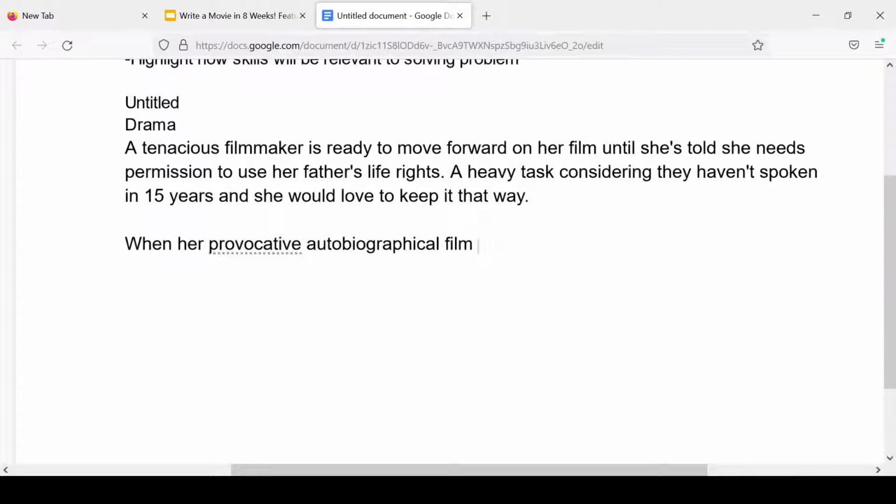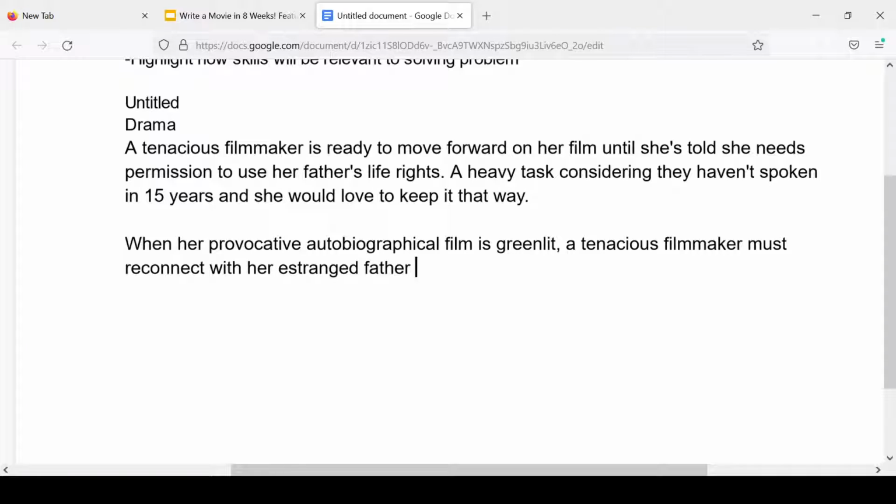Autobiographical film is greenlit. A tenacious filmmaker must reconnect with her estranged father. Framing a whole movie around convincing someone to do something is a little bit tricky. I think that it makes a little more sense in a drama than it does in other genres, definitely. It helps, though, if we can imply the movie is going to be more than just people talking in rooms.